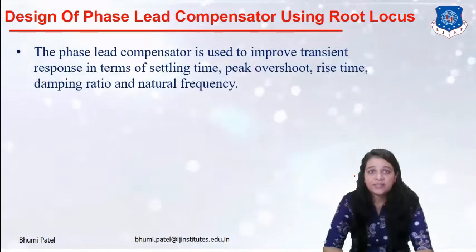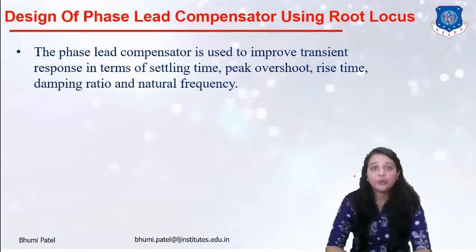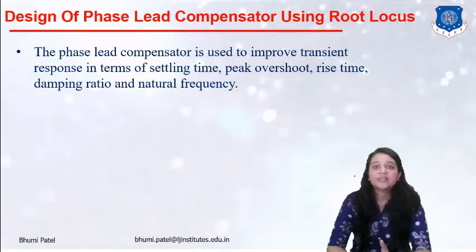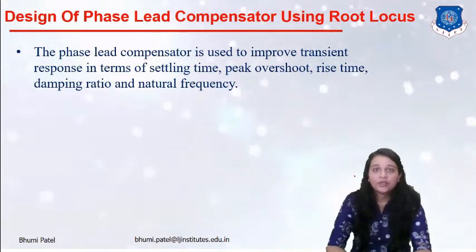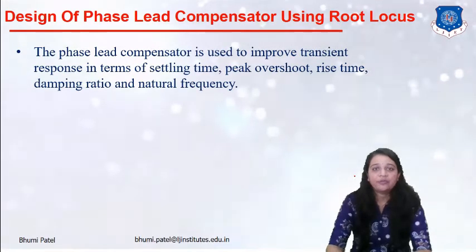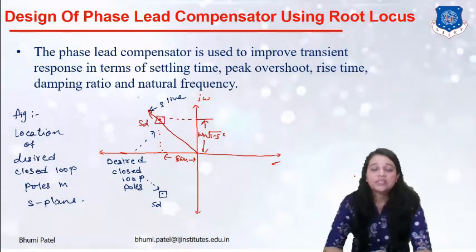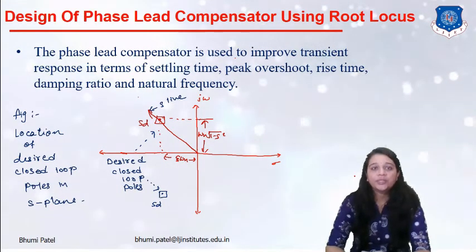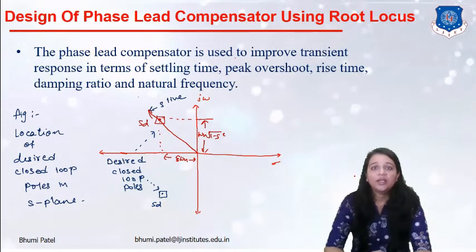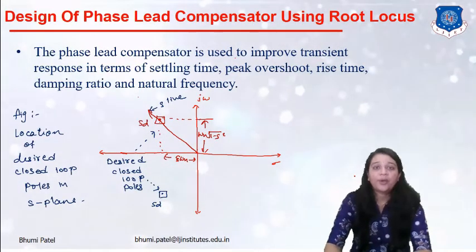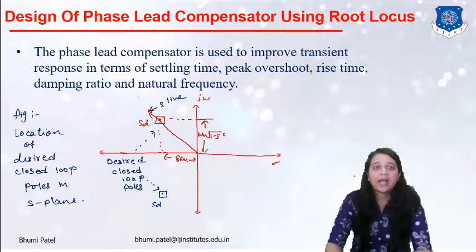The phase lead compensator is used to improve the transient response in terms of settling time, peak overshoot, rise time, damping ratio and the natural frequency. This is the diagram of the location of desired closed loop poles in the S-plane. Here you can see that we can draw an SD point with the zeta line.